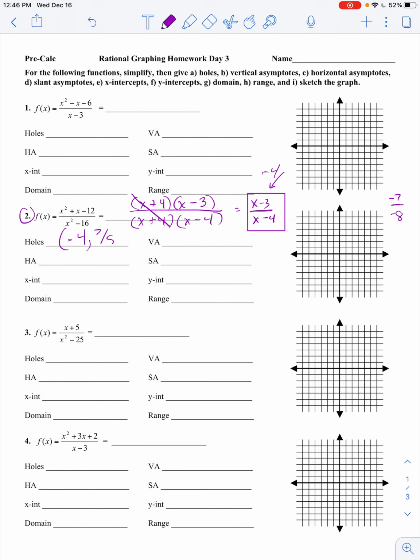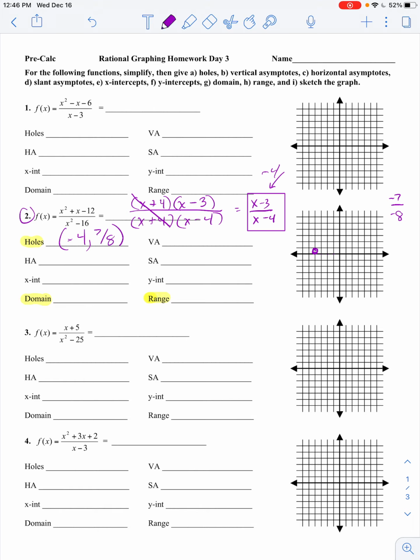So the negatives cancel, and I'm going to have a hole in my graph at negative 4, 7/8, which clearly it doesn't matter if you get that accurate. You just want to make sure you're above the x-axis. Keeping in mind that holes in your graph affect the domain and the range.